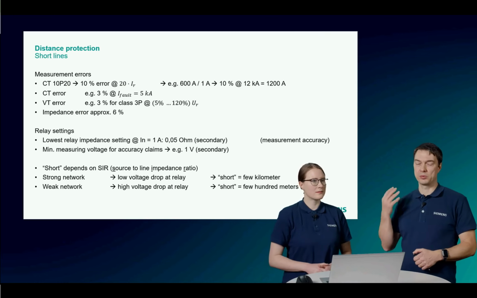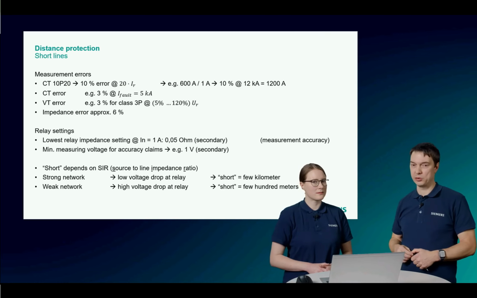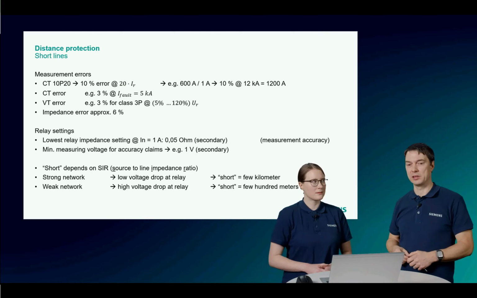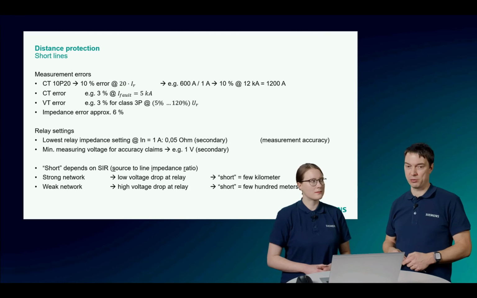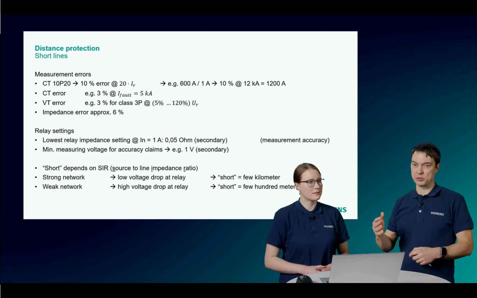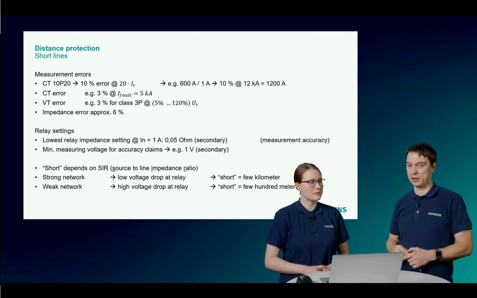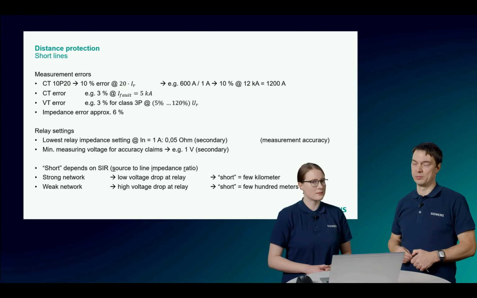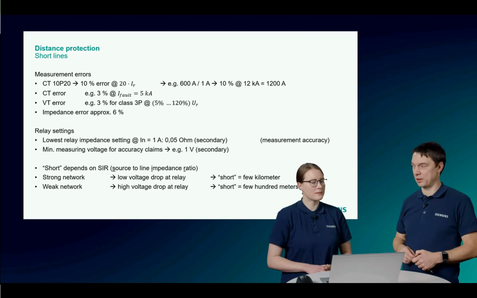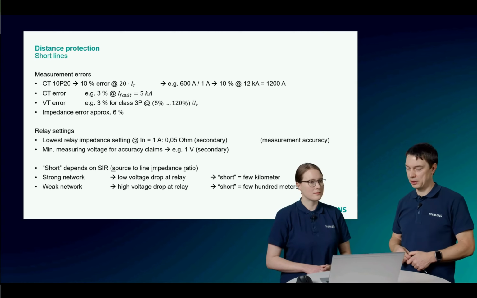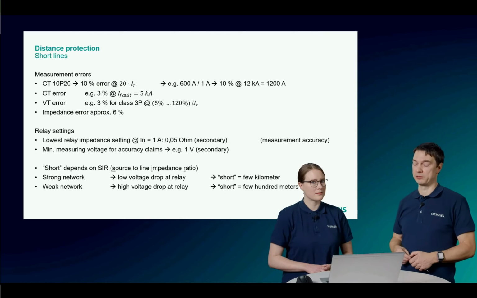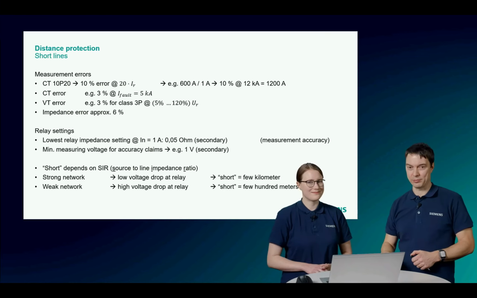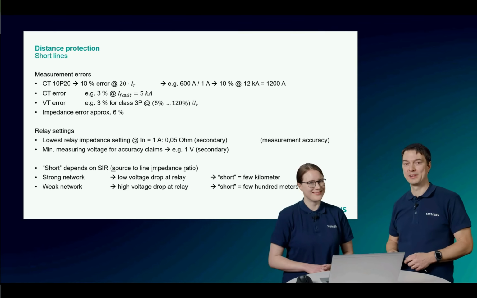So here, if you have a strong network in the back of the relay, then you will see for a short circuit that the voltage does not drop too much. So a short line will be a few kilometers in application. While for a weak network, the voltage drop will be so high that you may only protect very short lines. So the application there is even worse with the distance protection, and especially for these short lines, the line differential protection as a unit protection has a lot of benefits. Okay, so I hope we could answer this one.